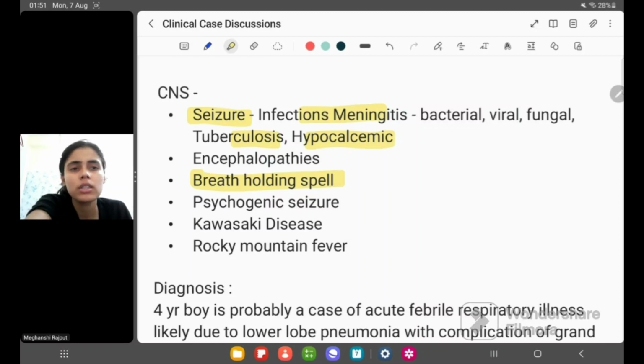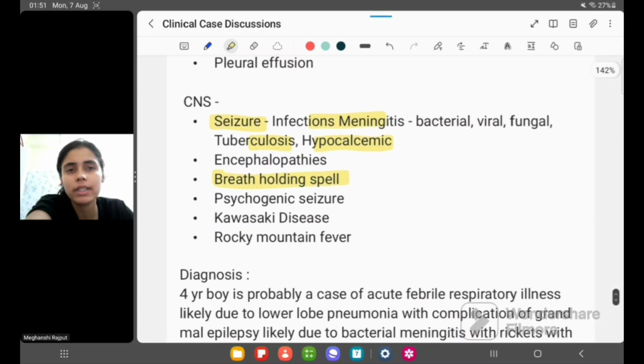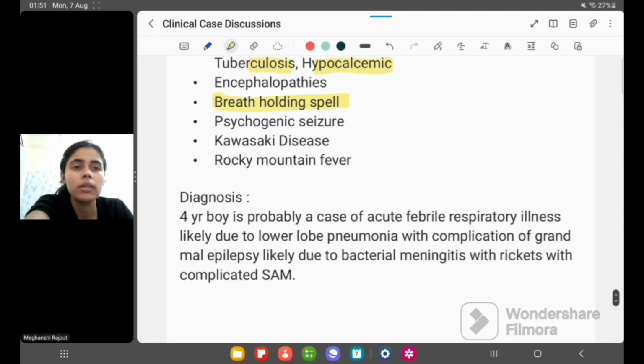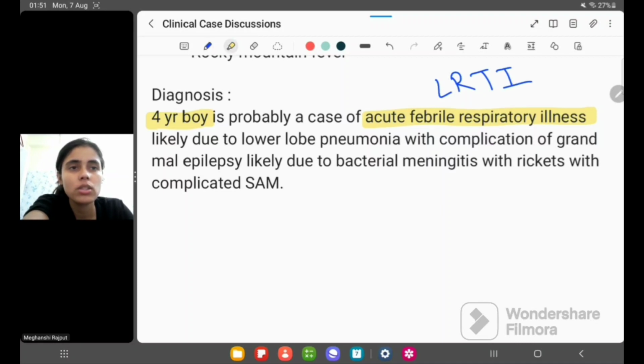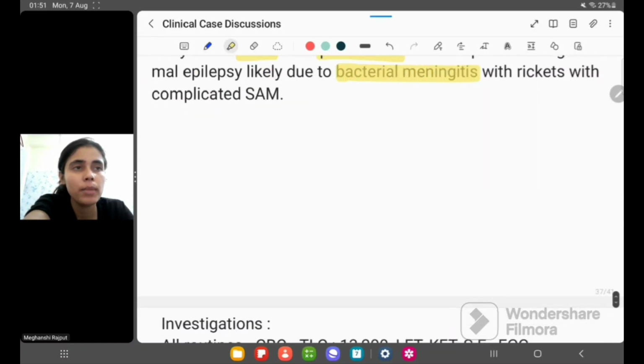Kawasaki disease was there in the COVID-19 duration. It normally affects children less than 5 years of age. Okay, so I just diagnosed my case: a 4-year-old boy, probably a case of acute respiratory illness, that is, lower respiratory tract illness, LRTI, where I know crepts are there. So the left lower lung is involved, that is, left lower lung pneumonia is there, with complications. Now it has been complicated due to bacterial meningitis, with rickets and complicated SAM.